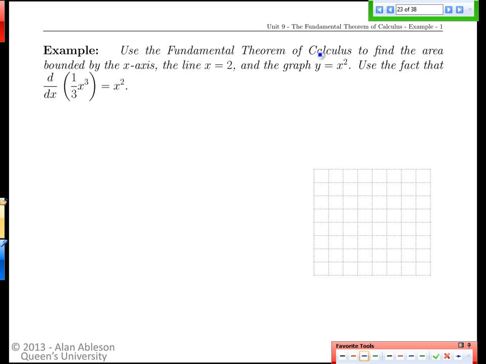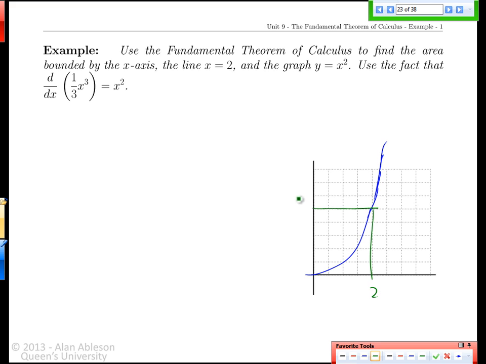We're asked to use the fundamental theorem of calculus to find the area bounded by the x-axis, the line x equals 2, and the graph y equals x squared. So let's sketch that out here. We've got the graph y equals x squared. The line x equals 2. Let's put that here.